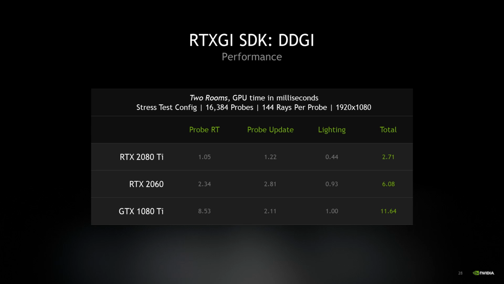We see a 2x improvement going from the GTX 1080 Ti to the RTX 2060, and another 2x performance improvement going from the RTX 2060 to the RTX 2080 Ti. That's some straightforward scaling. Do remember that these numbers are for a stress test, and real-world scenarios won't need this kind of brute force configuration. This means the times you'll experience will be lower than the times shown here.